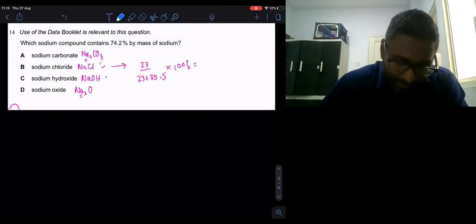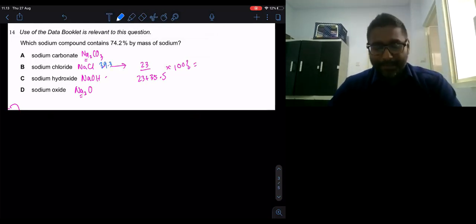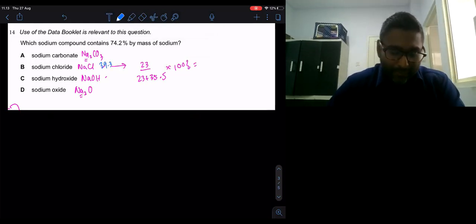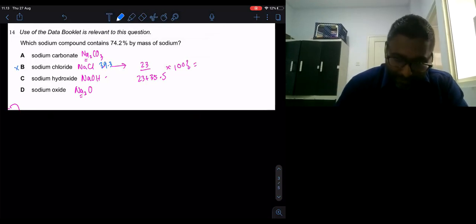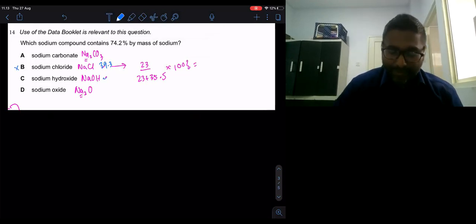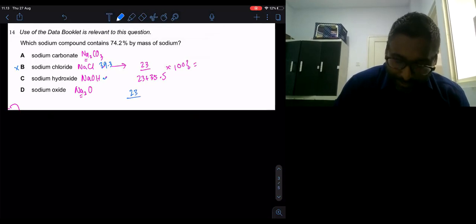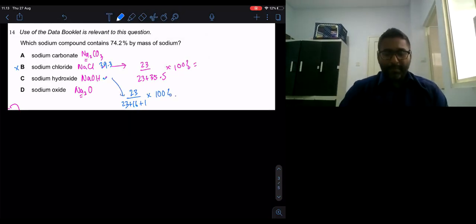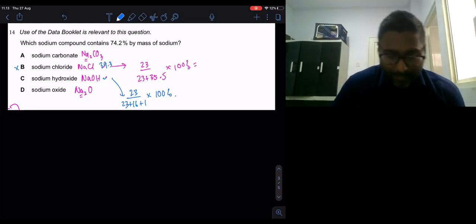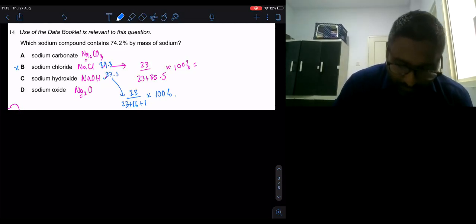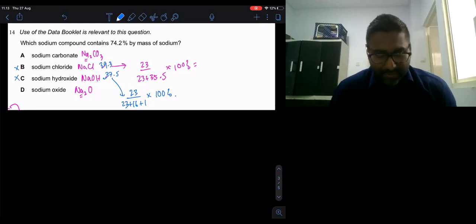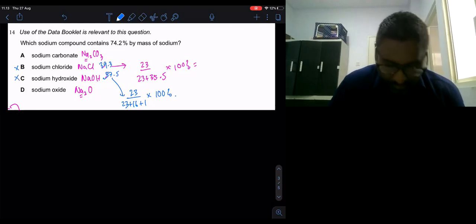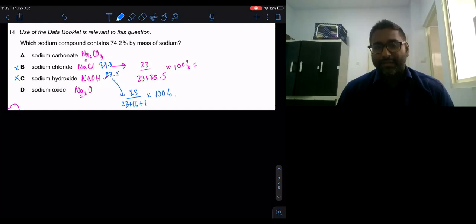39.3. That's not our answer. So let's try an easier one. Maybe we try sodium hydroxide. So 23 plus 16 plus 1 times 100. 37.5. So definitely it cannot be. Definitely C cannot be the answer then.